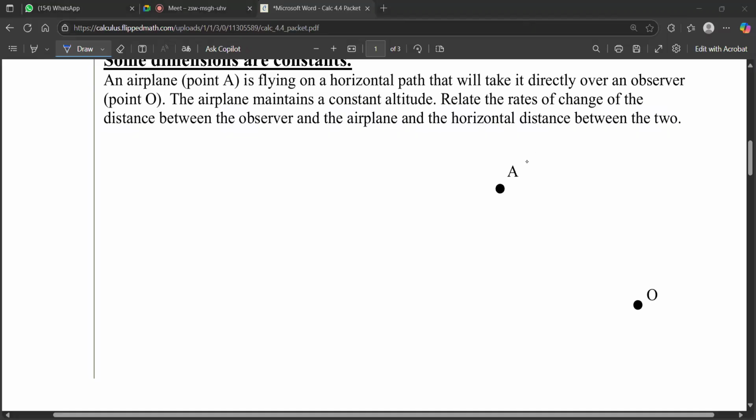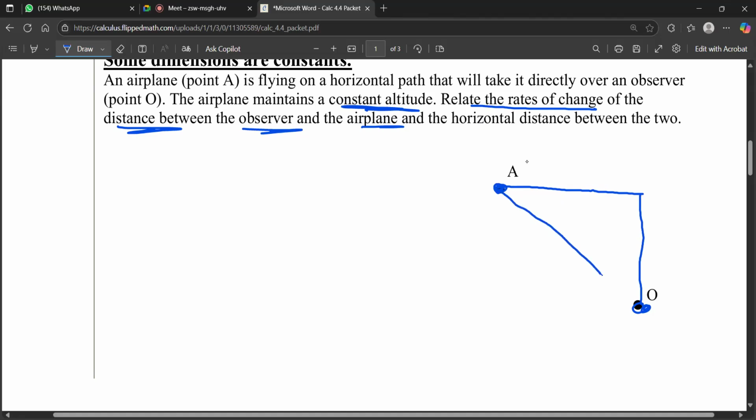So do all variables have a rate of change? No, sometimes they are constant, like this question. An airplane at point A is flying on a horizontal path that will take it directly over an observer O. So here is the observer, and here is the plane. The airplane maintains a constant altitude from the ground. So relate the rate of change of the distance between the observer and the airplane. The airplane is flying in a horizontal path like that, and here is the altitude that separates the observer from the airplane. And here is the distance between the observer and the plane.